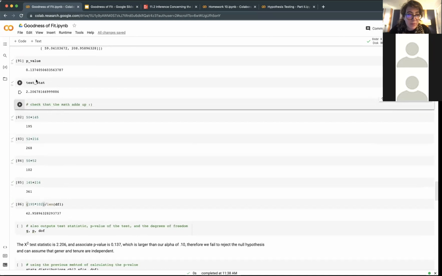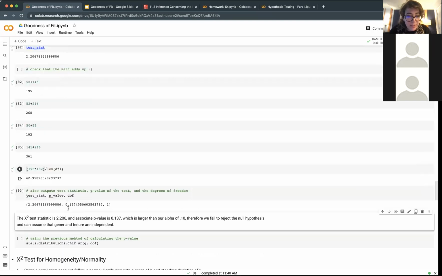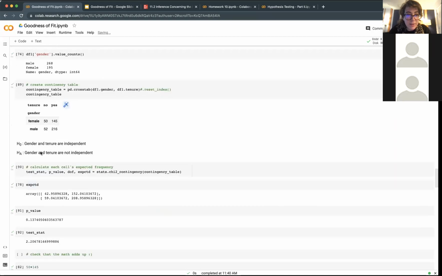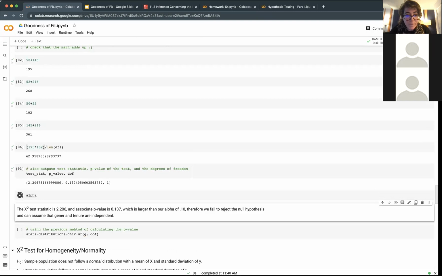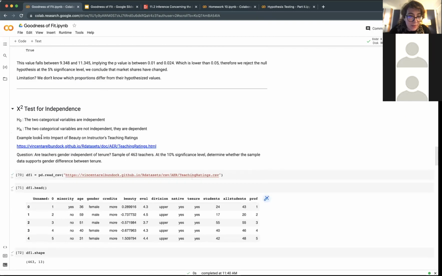And based off of what we found here from the test statistic and the p-value, so our test statistic from this crosstab was 2.206 with a p-value of 0.137. And so our value of alpha, which we defined here at a 10% significance level.